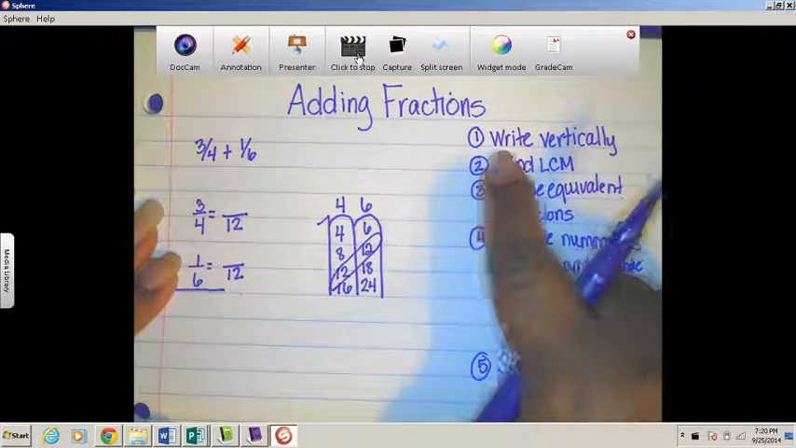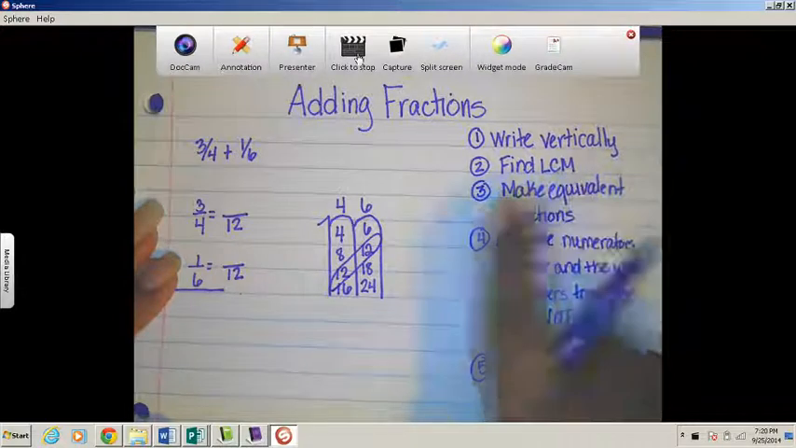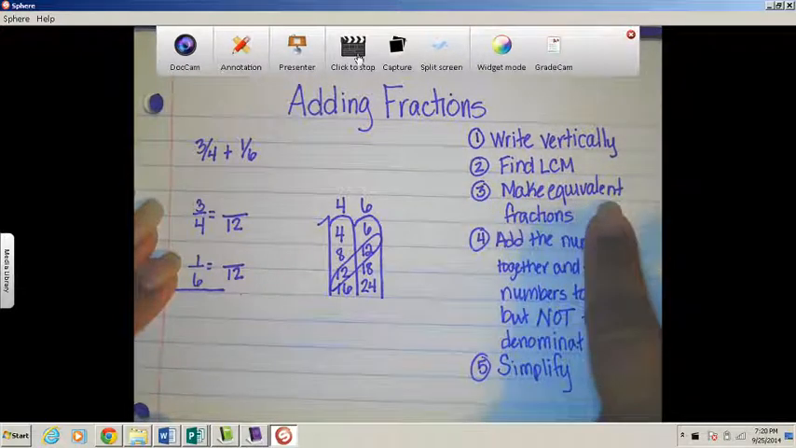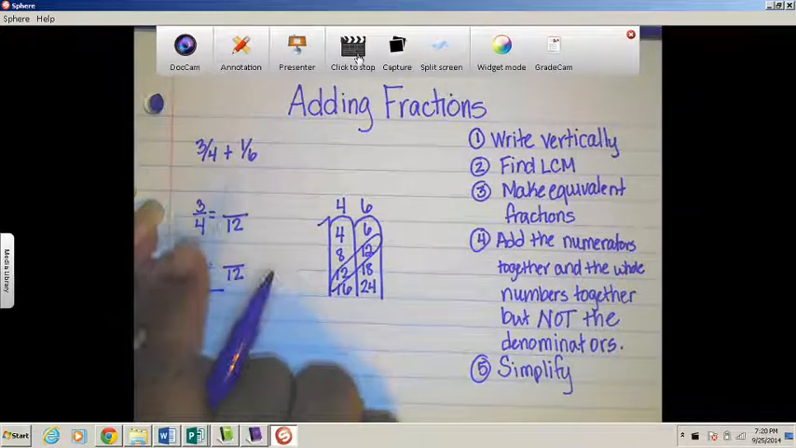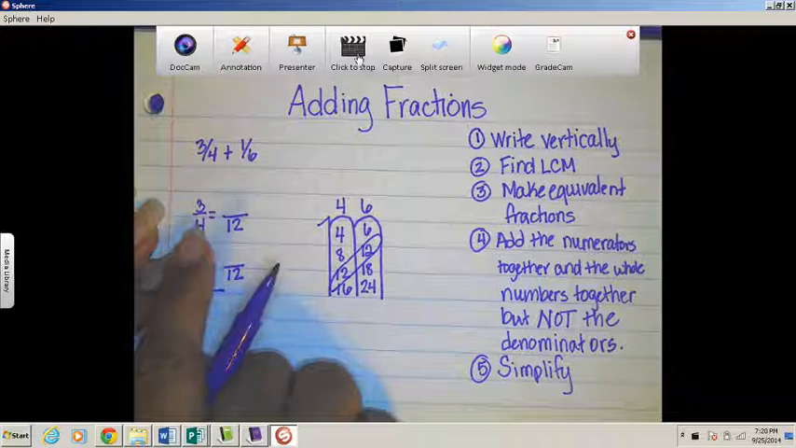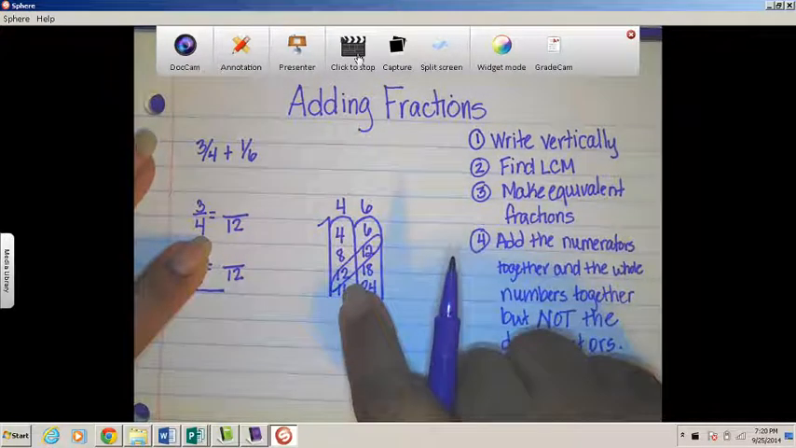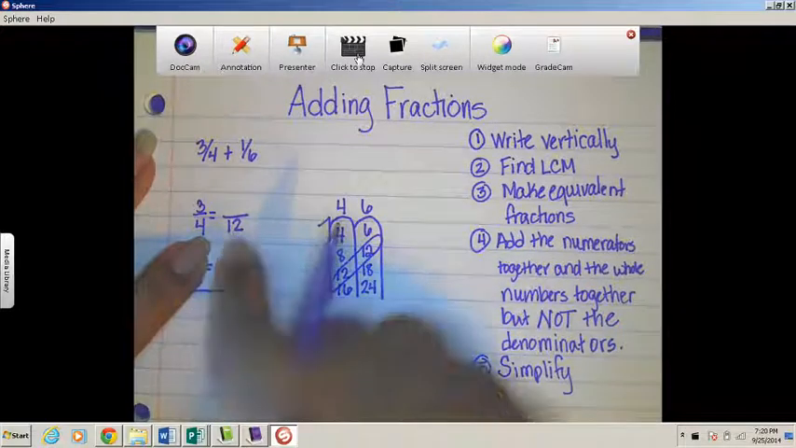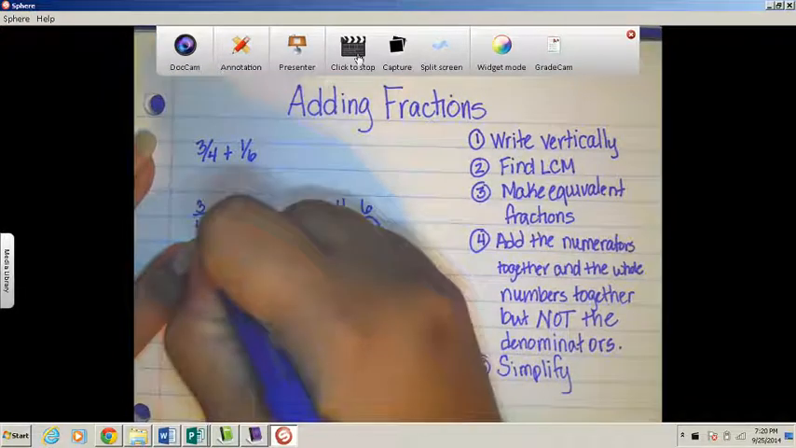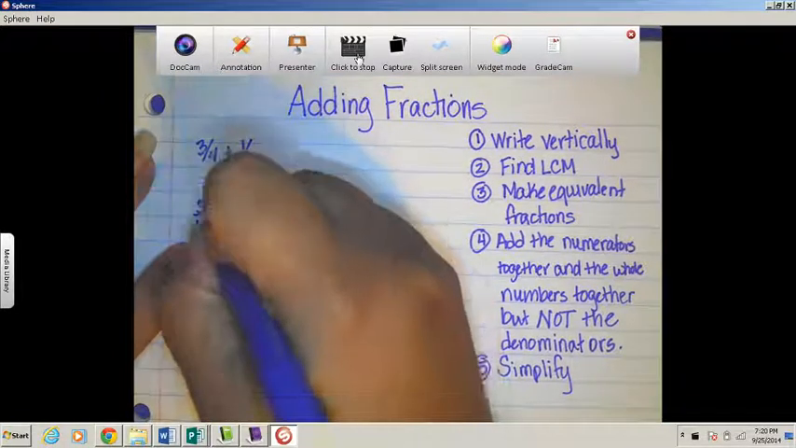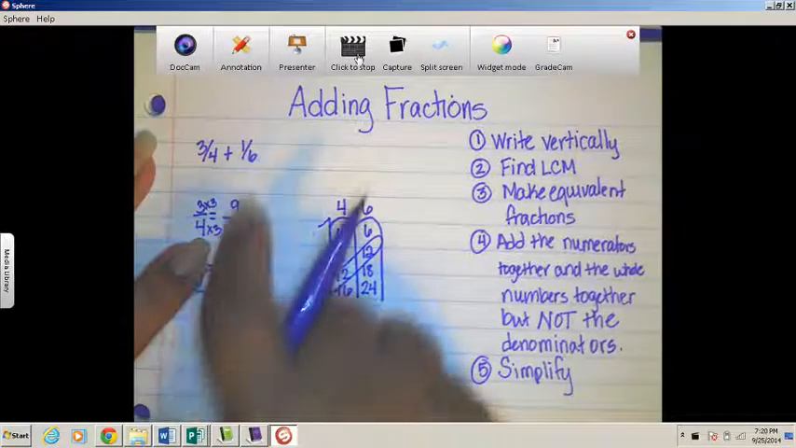So I wrote them vertically. I found the LCM. Now I am going to make equivalent fractions. The way that you do that is you ask yourself, how many times does 4 go into 12? And if you're having trouble, you can look at your multiples list. 4 goes into 12 1, 2, 3 times. 4 times 3 is 12. 3 times 3 is 9. 3/4 and 9/12 are equivalent fractions.